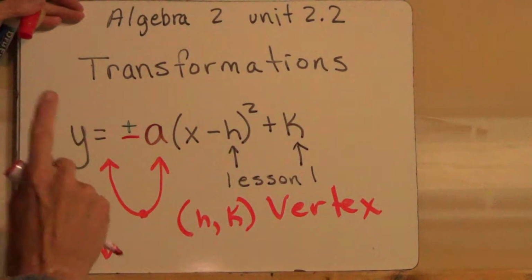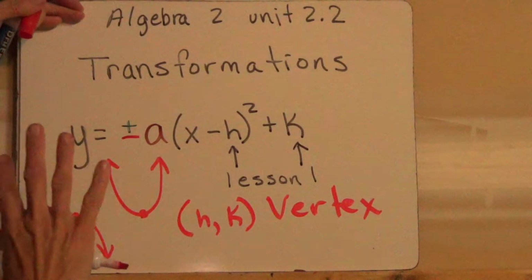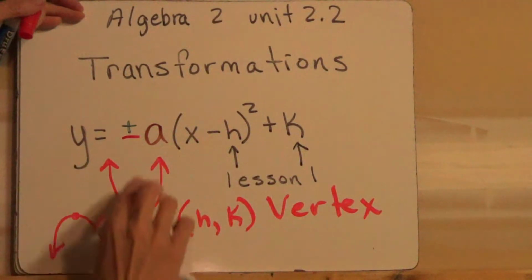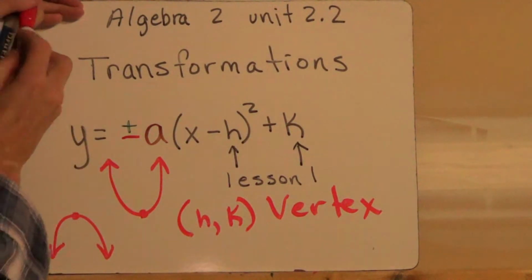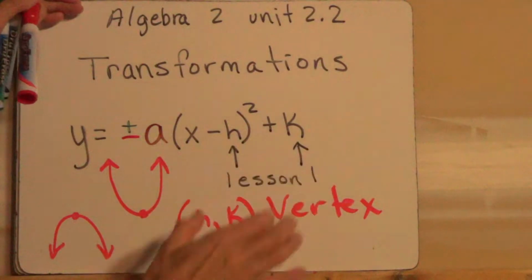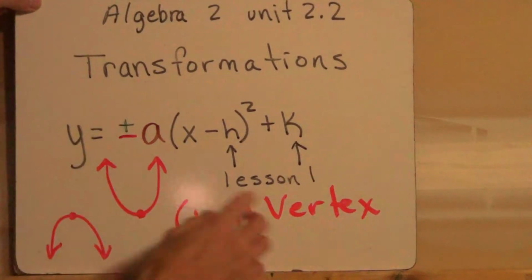Okay? Now today we need to look at what happens with the plus minus A, and realize you can find your vertex and then adjust with the plus or minus A as to how you draw that graph. But I always locate my vertex first. So we're going to look at positive or negative A.